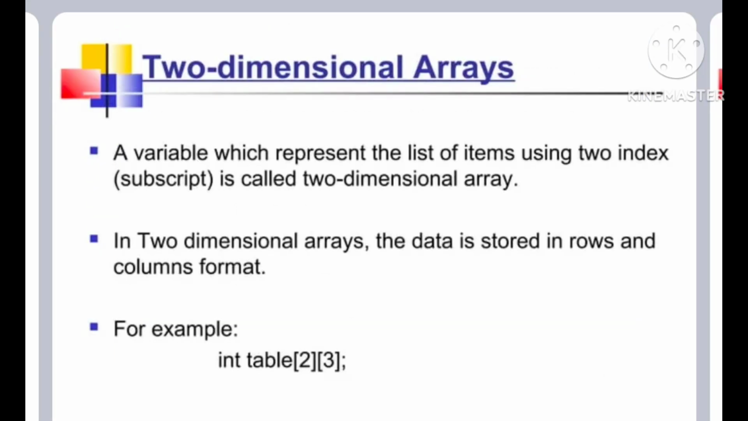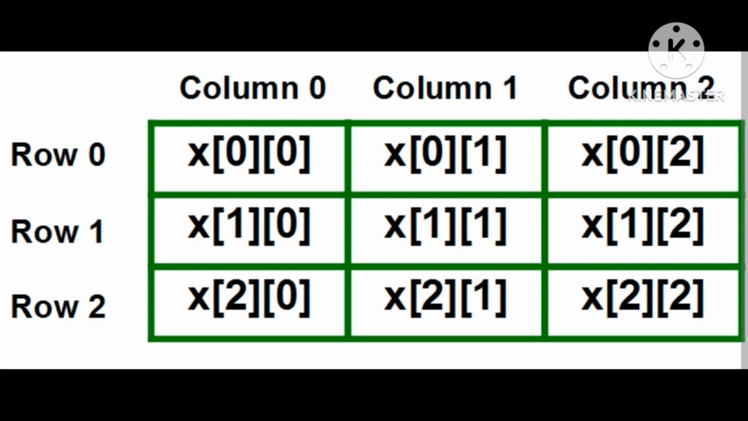Now, two-dimensional arrays: a variable which represents the list of items using two index subscripts is called two-dimensional array. In two-dimensional arrays, the data is stored in rows and columns format. For example, int table[2][3]. Example for two-dimensional arrays. The first index number represents row number and the second index number represents the column number.